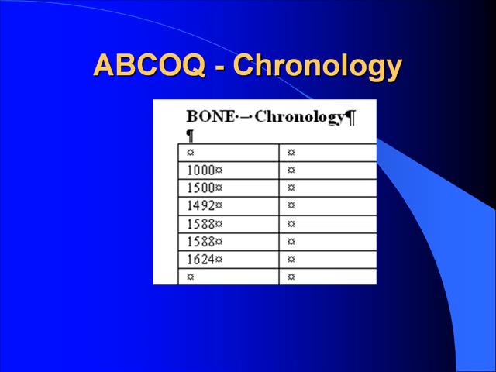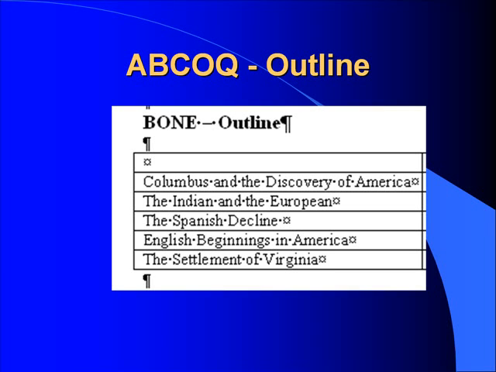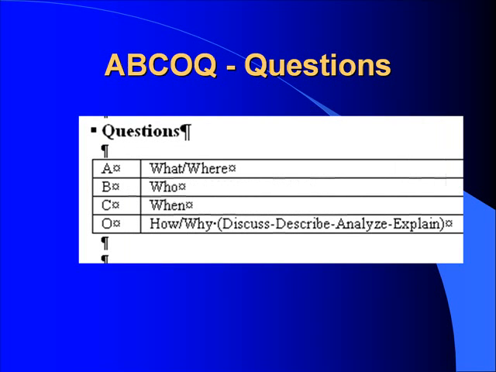We go back, and this time we're searching just for the dates. And the years 1000, 1500, and 1492 are good examples of important dates. Next, we make an outline of the bolded headers in our chapters. And in this history book, we see Columbus and the discovery of America, the Indian and the European, the Spanish decline, the English beginnings in America, and the settlement of Virginia. And lastly, we make a list of the questions. I'm going to show you how this works with more precision in an actual Word document.